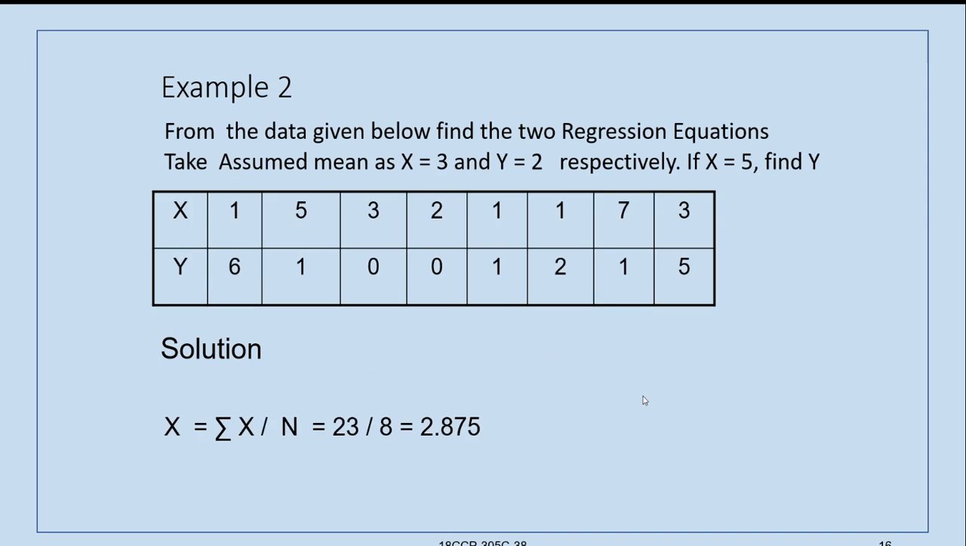Next, we will take another example from the given data. Calculate regression equations by taking assumed mean as x is equal to 3 and y is equal to 2. These are given in the problem itself. So we have to take x is equal to 3 and y is equal to 2. And after obtaining the equations, if x is equal to 5, then find out the y value. So the series is taken, mean is taken, sigma x is 23 and n is 8, so x bar is 2.875. And y bar is equal to sigma y by n, that is 16 by 8, 2.